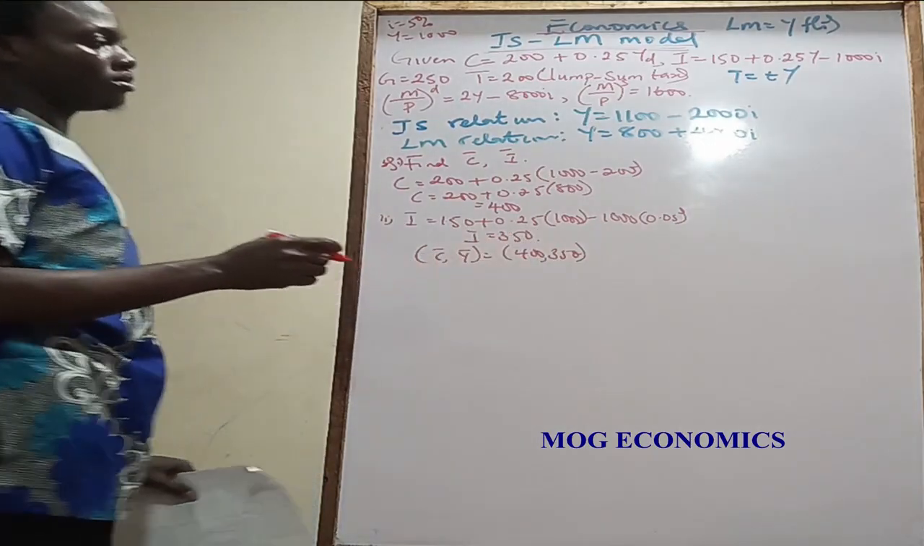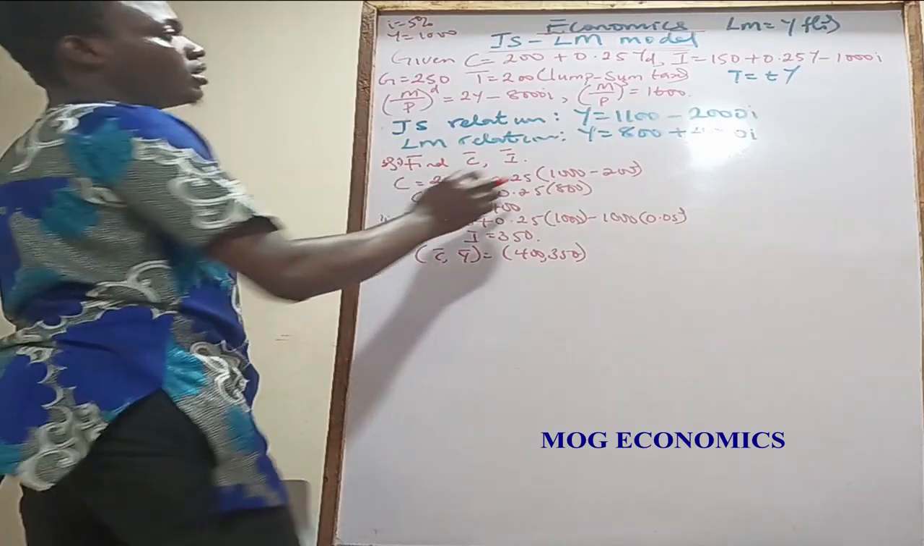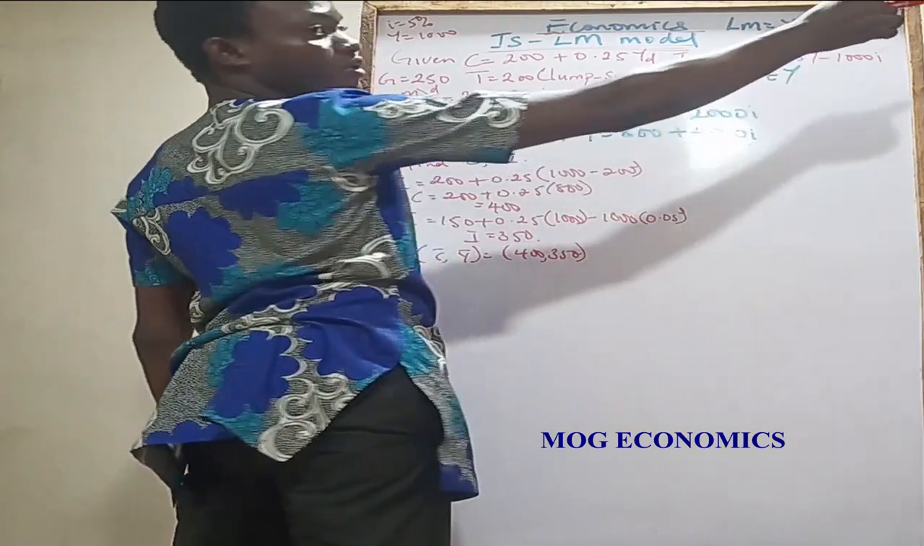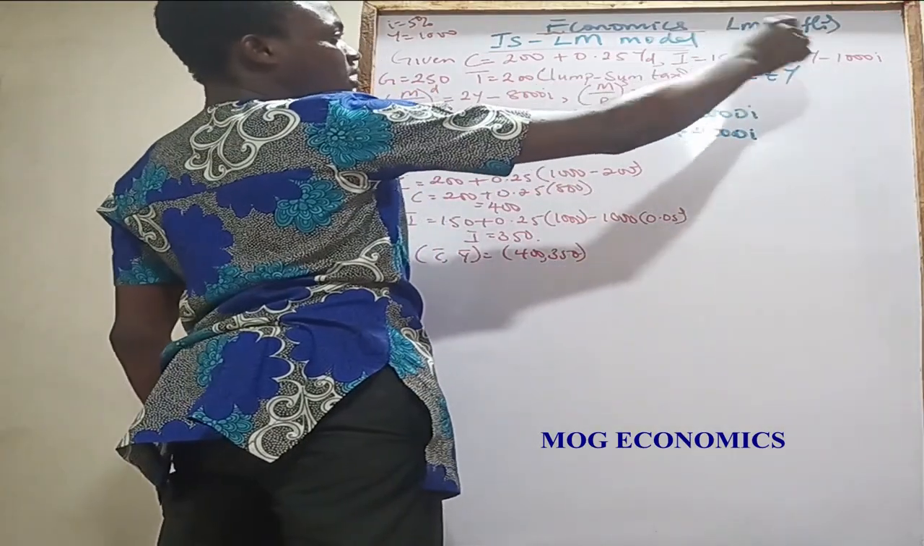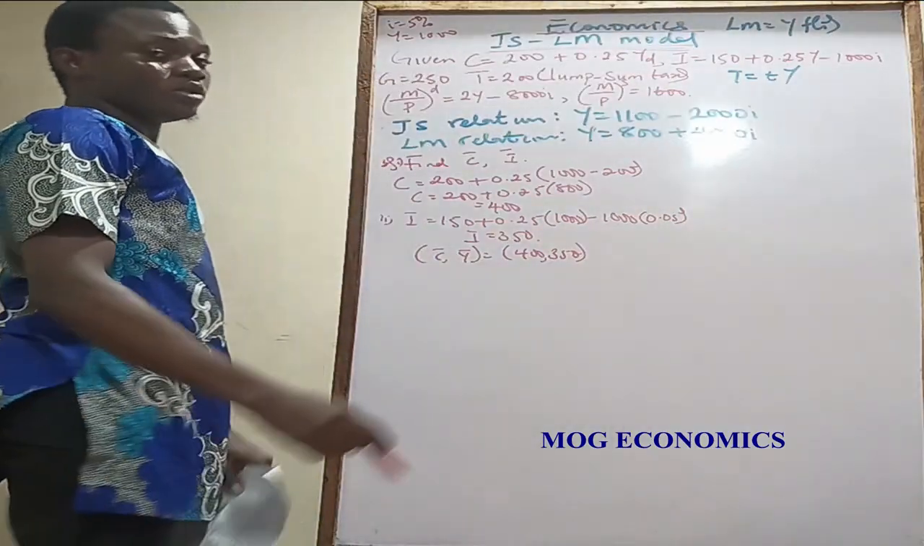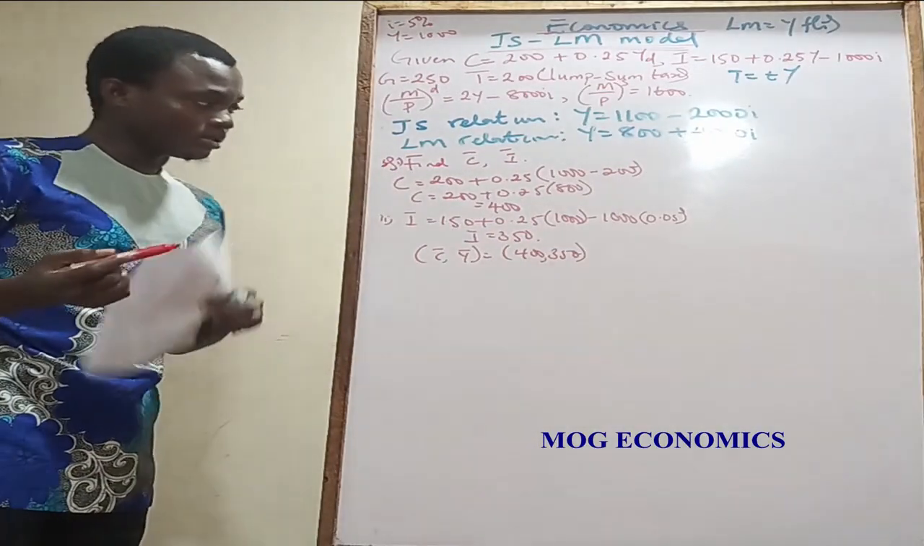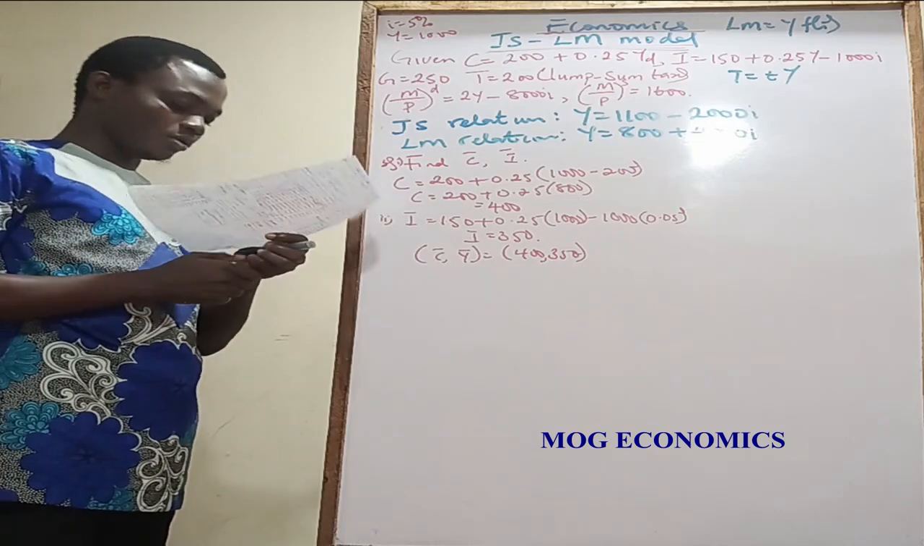So for the LM relation, I don't know if I mentioned this. The LM relation is output as a function of the interest rate. Output Y is a function of the interest rate. So in case I didn't mention that the other time. So with that, we are done.